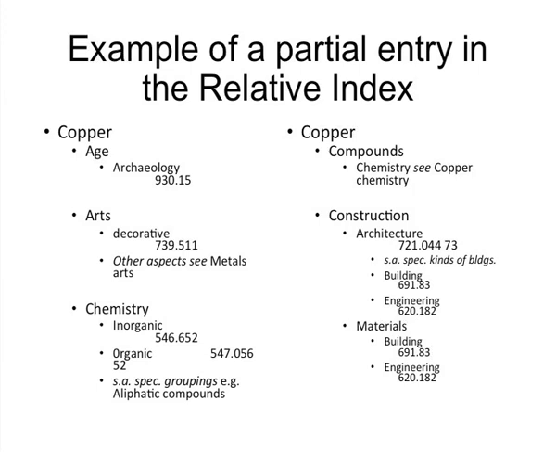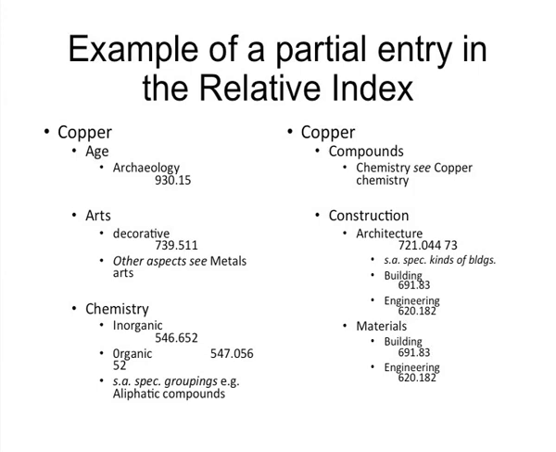Now, the third subheading, for example, for copper is copper chemistry. Copper chemistry means the chemistry of copper, a different aspect. It has further been subdivided into inorganic copper chemistry and organic copper chemistry, and these have different class numbers in the schedule. For inorganic copper chemistry, it is 546.652. For organic copper chemistry, the number is 547.05652.